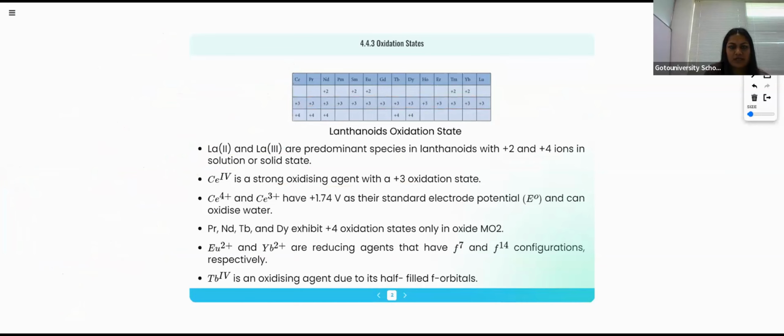Other than that, we have the exceptions of europium and ytterbium. Okay.